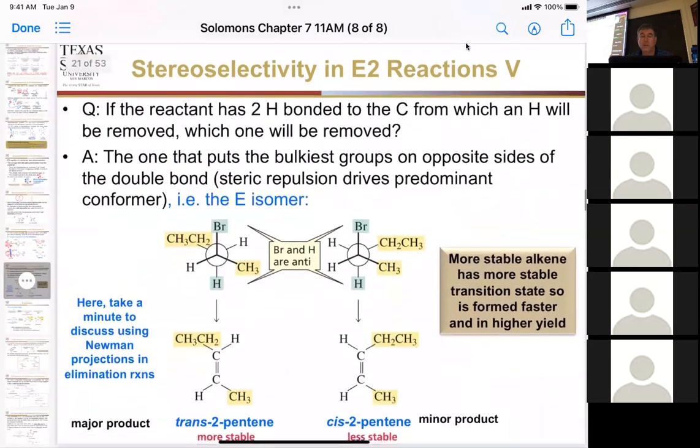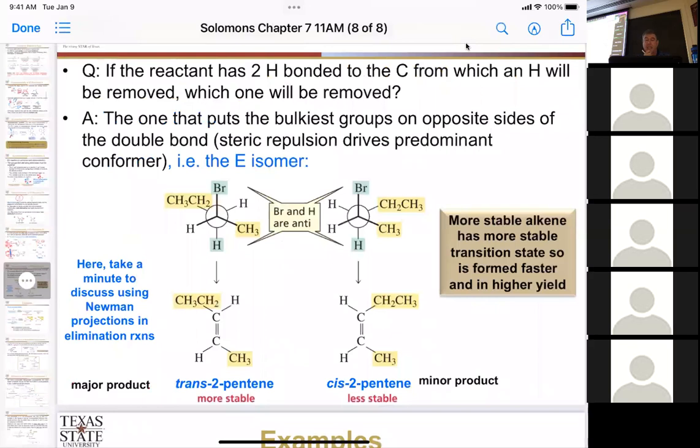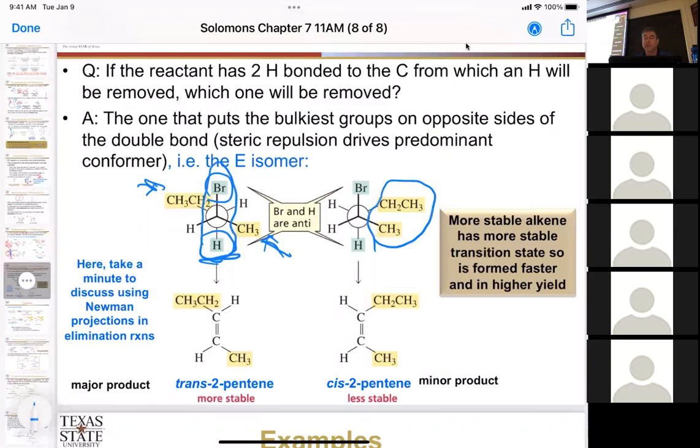All right, so let's look at that a little more intensely right here. So what we're going to see here is that even though you have a couple options to get this, notice how the two large groups are anti to each other, and we have our two leaving groups as anti-periplanar. This is going to give us our best case scenario for having our transition state have the lowest energy. Lower energy makes it the higher formed product. So in the case here where we have our two groups here, they're gauche. That's not as stable as if they were anti, as the ones on the right.